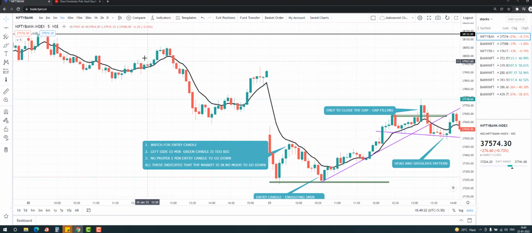That is also correct. You mark the level. Did the market move above that level? Yes, that is also correct. But the problem here is we have a flat 9-period moving average, which means one of the three conditions is not satisfied. So we are not in the trade.